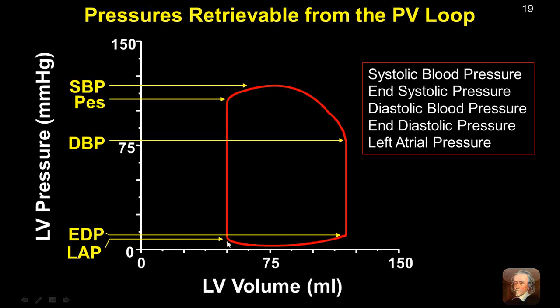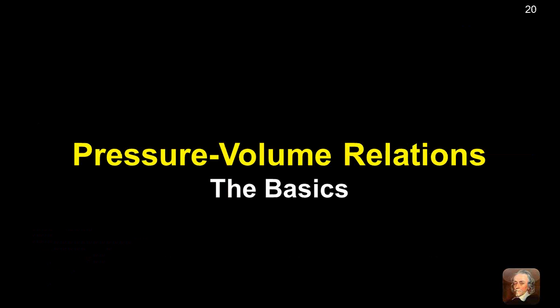Finally, we've got the left bottom corner of the loop, which is basically the pressure at which the mitral valve opens, and that is equivalent to the mean pressure in the left atrium, roughly. So those are important pressures retrievable from the loops.